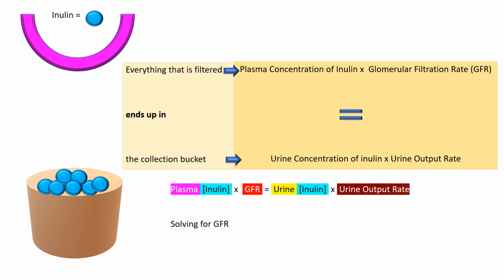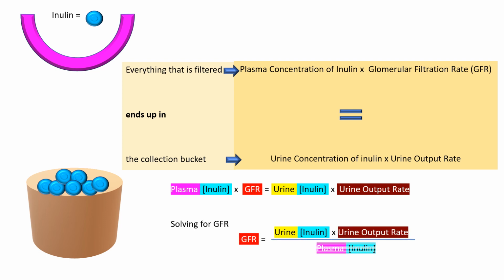Solving for GFR, we have GFR as urine inulin concentration times urine output rate divided by plasma inulin concentration, which is equal to U times V over P, where U and P are concentrations of inulin in the urine and plasma respectively, and V is the urine output rate.